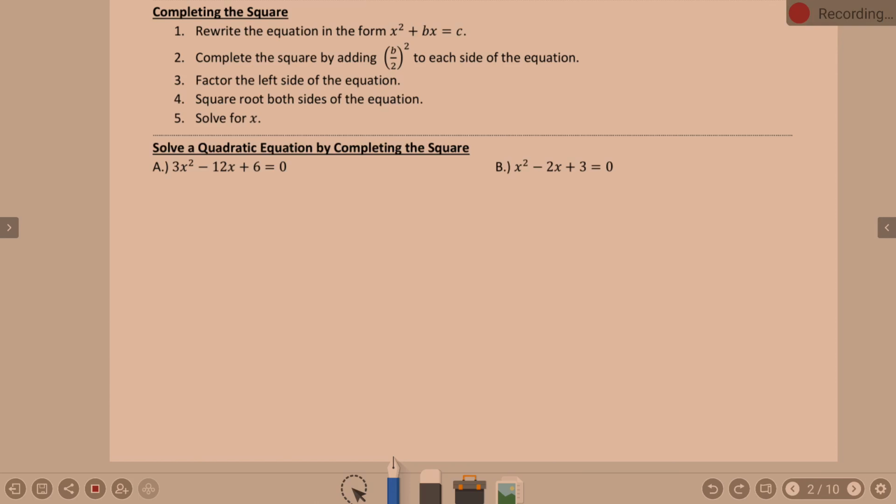Okay, so we have our steps up here. Rewrite the equation in the form x squared plus bx equals c. We're going to have to do b over 2 squared. We're going to factor. We're going to square root both sides. We're going to solve for x. Steps 3, 4, and 5 are what we did on C and D up above. We factored the left side. We square rooted. We solved for x. Steps 1 and 2 are the new ones. Make sense? So, step 1, rewrite in the form x squared plus bx equals c.